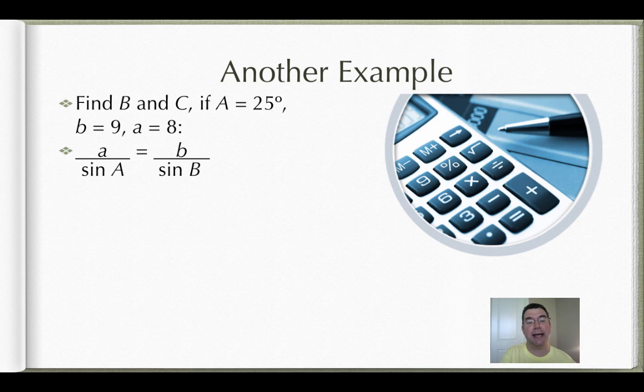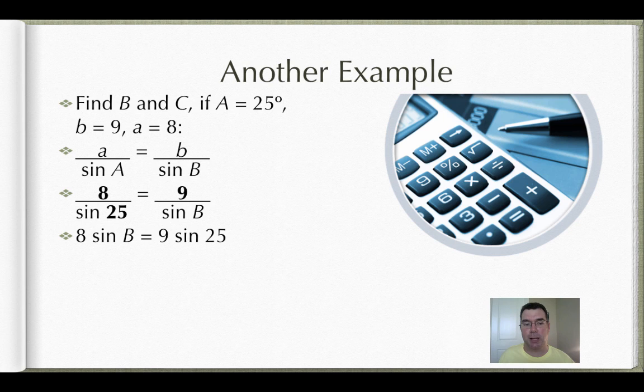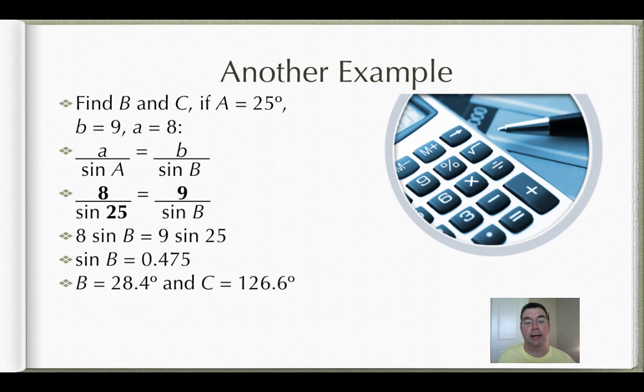So I set it up as a over sine A equals b over sine B. Plug in what I know, 8 over the sine of 25 equals 9 over the sine of B. Cross multiply, 8 times the sine of B equals 9 times the sine of 25. So I solve for the sine of angle B and I get 0.475. My calculator tells me that based on the fact that the sine of B is 0.475, B is 28.4. That means that if A is 25 and B is 28.4, then if I subtract those two angles from 180, I get 126.6 degrees as my angle C.